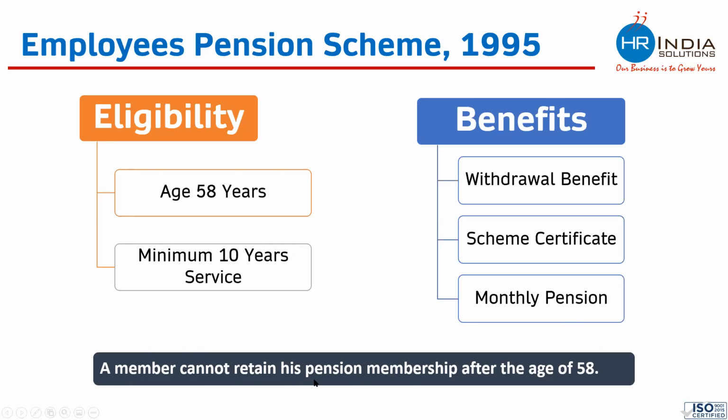Here, a member cannot retain his pension membership after the age of 58. For example, the person has reached the age of 58 years, served for 10 years, became eligible for pension and has applied for monthly pension, right? And after that he still wants to work, and the company is also allowing him to work. In that case also the person is eligible for the EPF, right? He'll remain registered in the EPF, but his contributions will only go in the PF fund, not in the pension fund, because he has already applied for the pension scheme. Even if he has not applied for the pension scheme, or is not eligible for it, after reaching the age of 58 years he cannot retain his membership for the pension scheme. That becomes void after the age of 58 years.